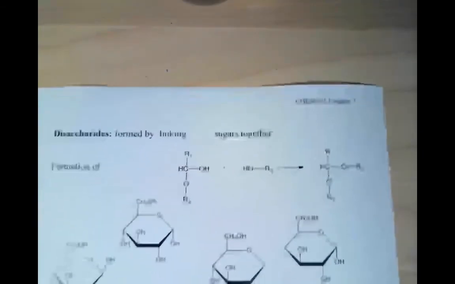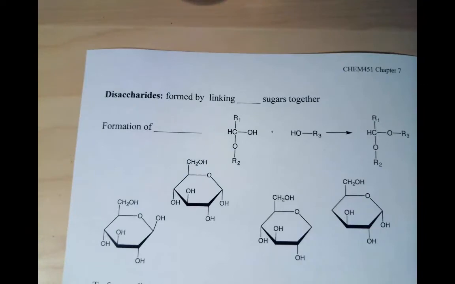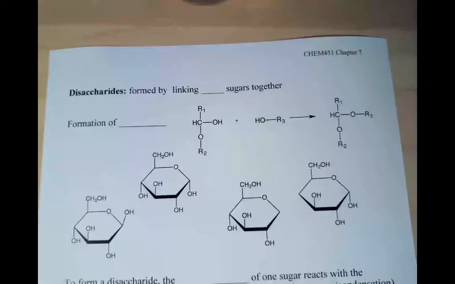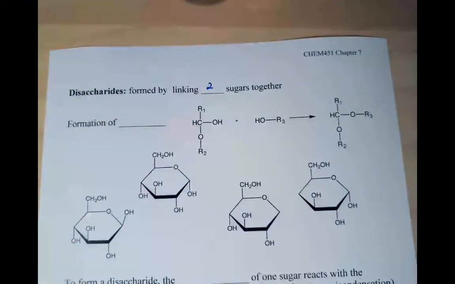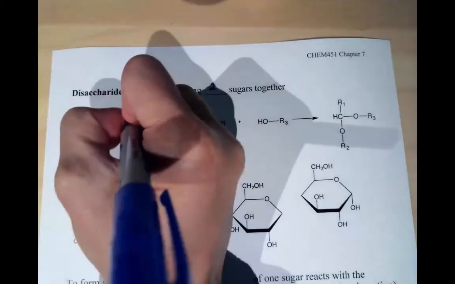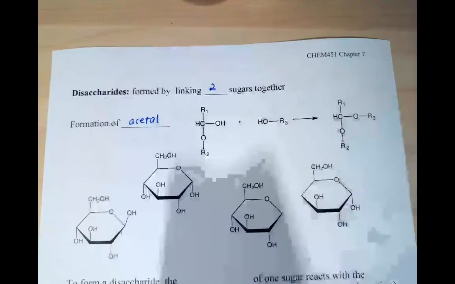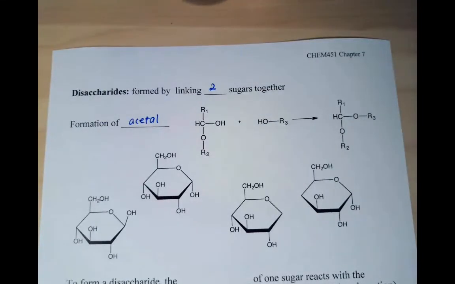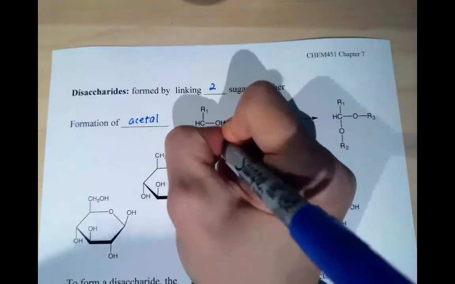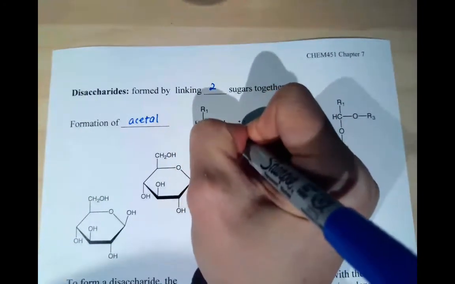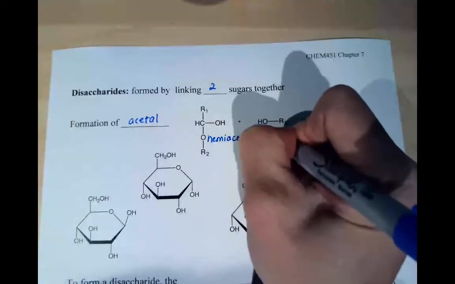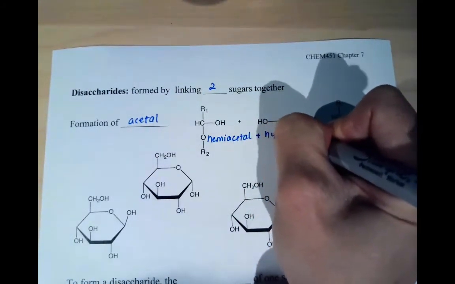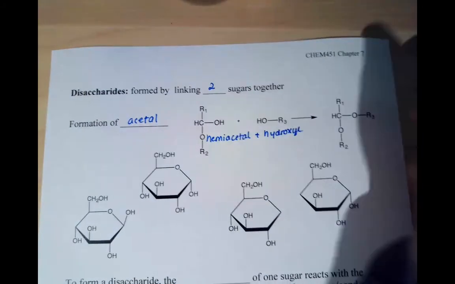Okay, so now we're going to move on to disaccharides. Disaccharides are formed by linking two sugars together. That is, two monosaccharides together. And when we link two monosaccharides together, we form what's called an acetal functional group. So to form an acetal, we react a hemiacetal with a hydroxyl group to give us our full acetal.